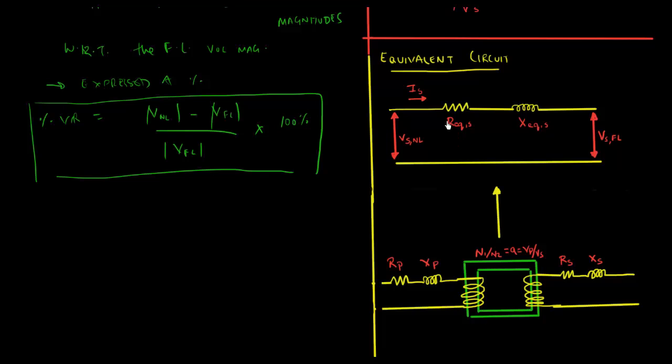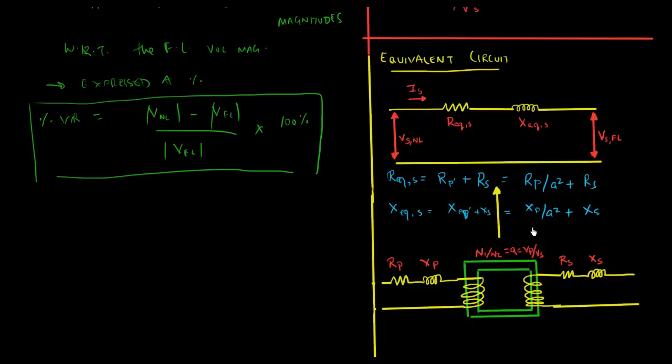From here, if we see everything on the secondary side, we get an equivalent circuit where R equivalent secondary is nothing but R primary prime plus R secondary, where R primary prime is nothing but R primary over the square of the turns ratio, a squared. Similarly, X equivalent is equal to X primary prime plus X secondary, which is equal to X primary over a squared plus X secondary.